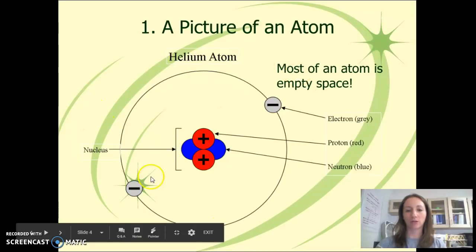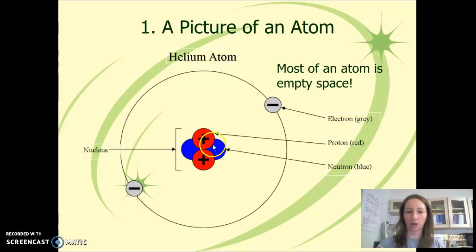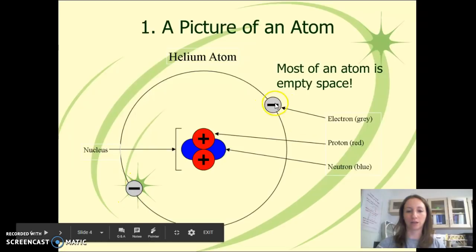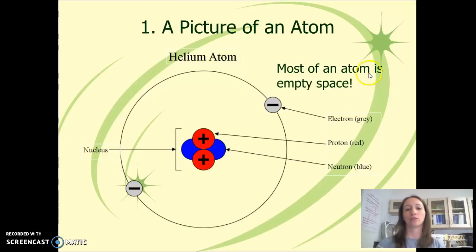Outside, zipping around, there can be any number of electrons. They're very, very tiny compared to the neutron and proton. And they have a negative charge. That's why you'll see them with a negative sign next to them. Alright, so these are the important parts of an atom, and we'll figure out in a minute how this relates to magnetism, but this is important. Make sure you have all the pieces and they're all labeled properly.